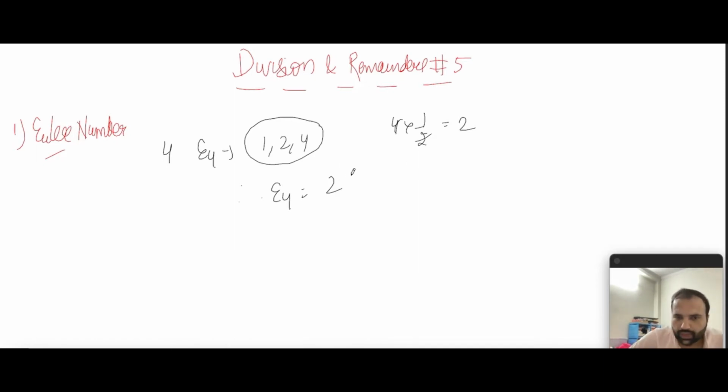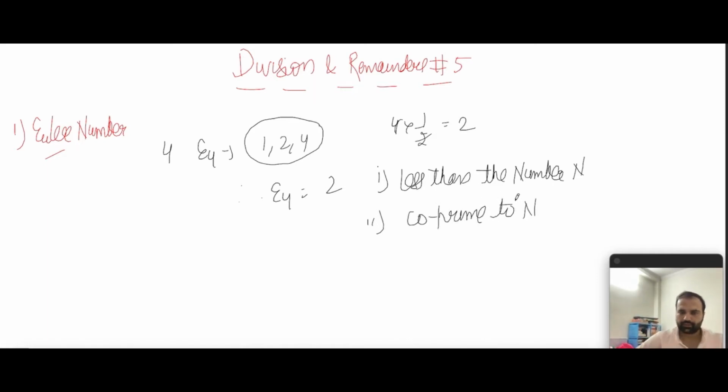So what do we see from 2? First of all, it is co-prime to 4 and it is less than the number 4. So one property we can figure out is that it's less than the number n, and the second, it's co-prime to n, isn't it?